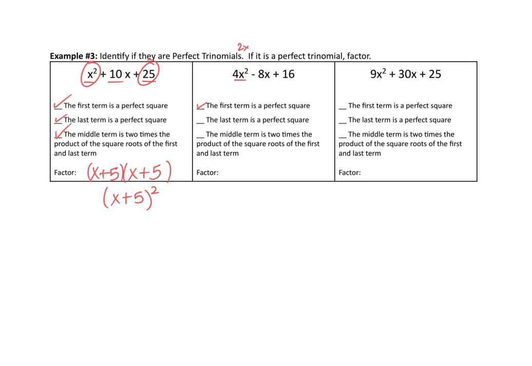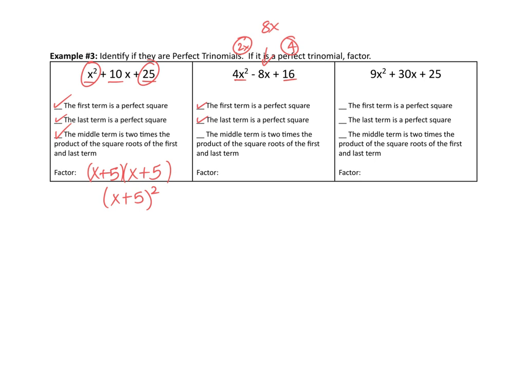Square root is 2x. 16 is a perfect square, which is 4. Okay, so that's good. Now, let's multiply those. So 2x times 4 is 8x. The middle has to be doubled. The middle is not doubled. Okay, so I cannot factor it using that shortcut.